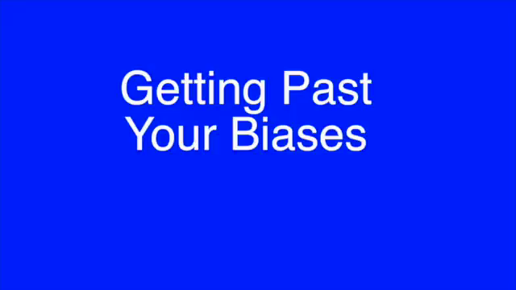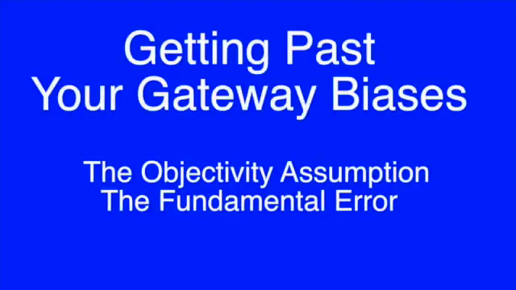The first thing to do to try to focus on how to get past them is to really think about the gateway biases. And to think about what is it that you can actually do to get past the objectivity assumption, assuming that you're objective all the time, and secondly, getting past the fundamental error, which is blaming problems on people instead of a broader range of situation, circumstance types of information.